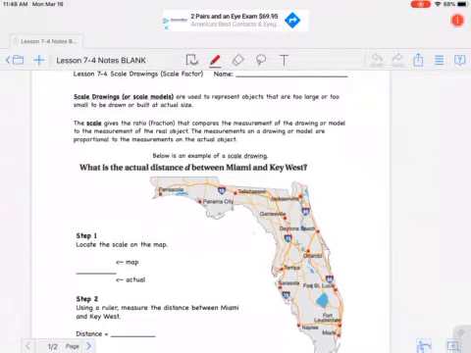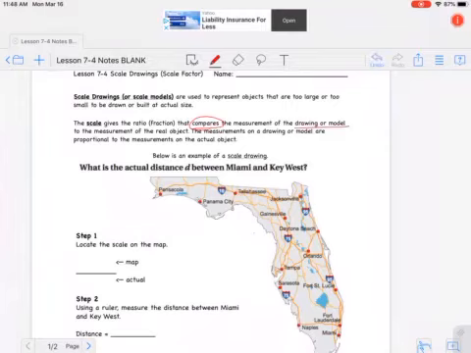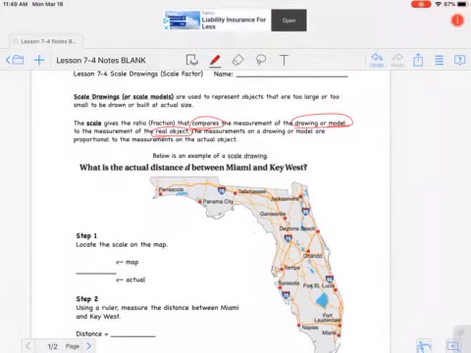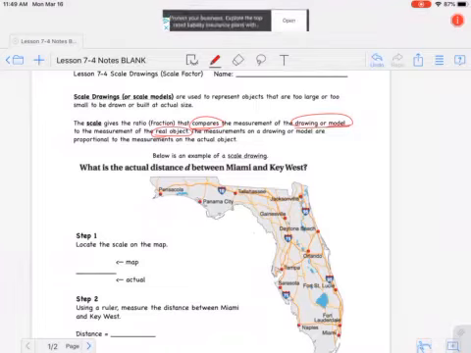So it says the scale gives the ratio or fraction, because remember a ratio can be written as a fraction, that compares the measurement of the drawing or model to the measurement of the real object. That's important to note. So it's comparing the drawing or model to the actual real object. So that's the fraction. So it's model over actual.